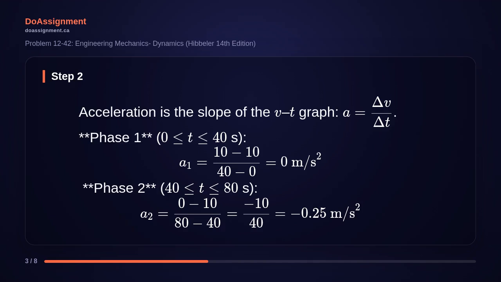Acceleration equals the slope of the VT graph. In phase 1, the velocity does not change, so the acceleration is 0. In phase 2, the velocity drops by 10 meters per second over 40 seconds, giving a constant deceleration of negative 0.25 meters per second squared.